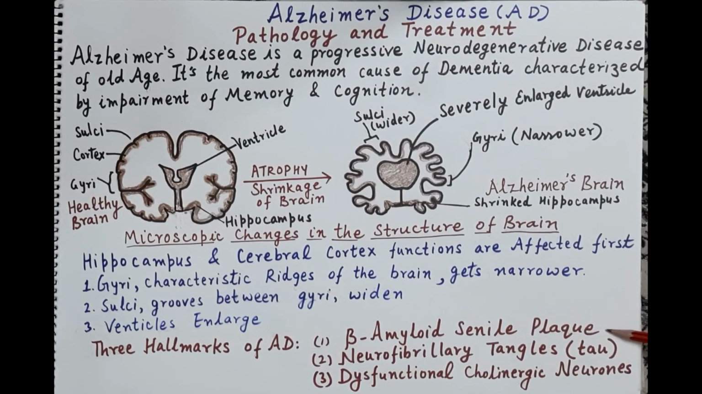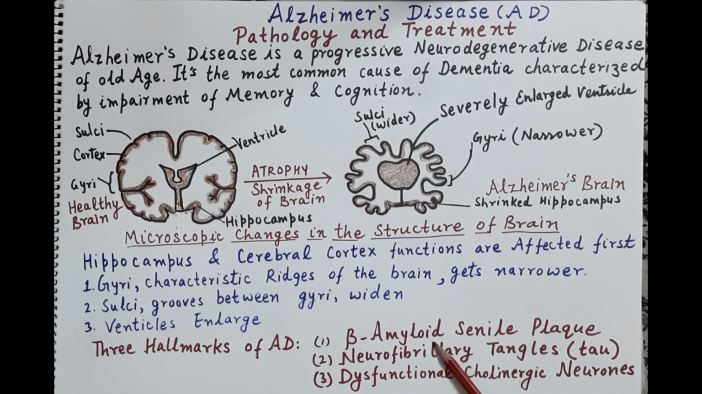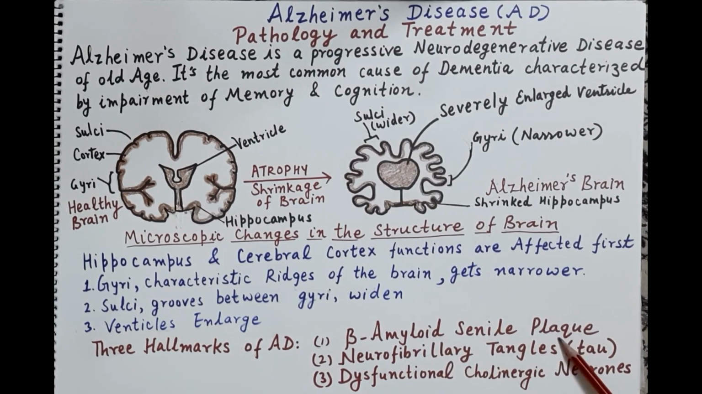First is the beta amyloid senile plaque. In Alzheimer's disease, there is excessive generation of beta amyloid protein. These are big proteins, and they're highly sticky. They aggregate together to form senile plaques, and these senile plaques block the neuronal junctions. Because of the blockage of the neuronal junctions, there is disruption of neurotransmission. And because of the disruption of neurotransmission, there is neurodegeneration followed by neuronal death.